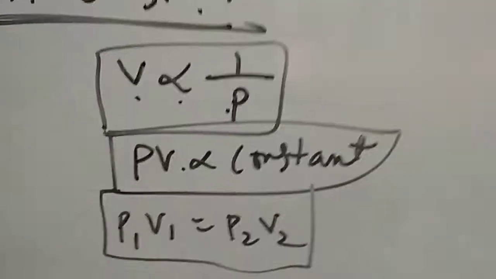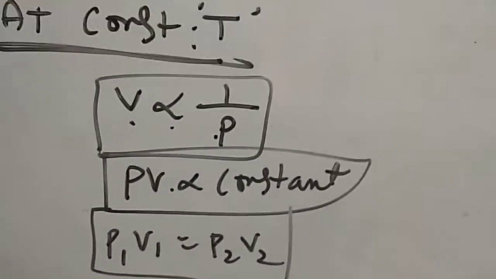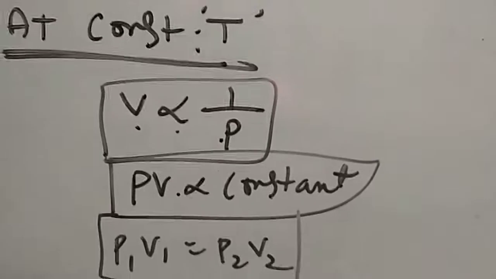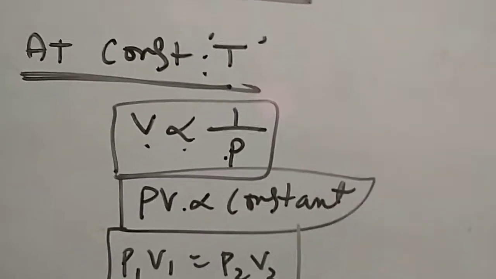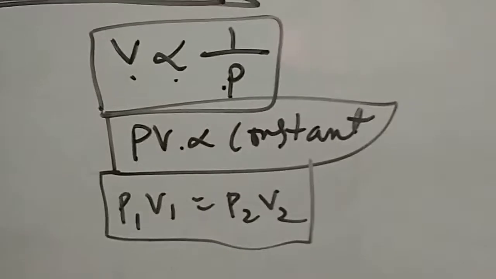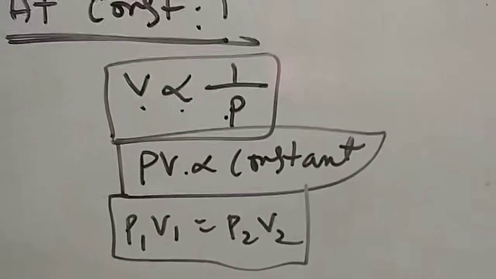P1 V1 equal to P2 V2. And volume, we are considering that volume is nothing but the density. Mass by volume is called the density. So we can convert this into the densities also. P1 by D1 equals to P2 by D2, like we can take.